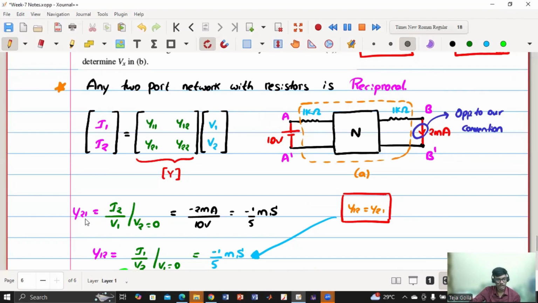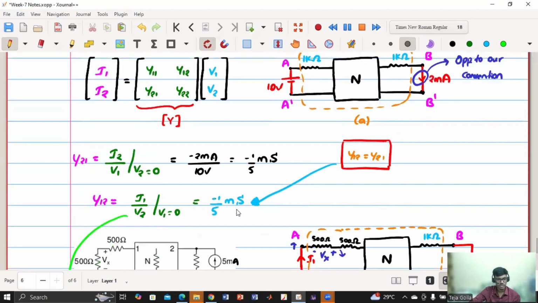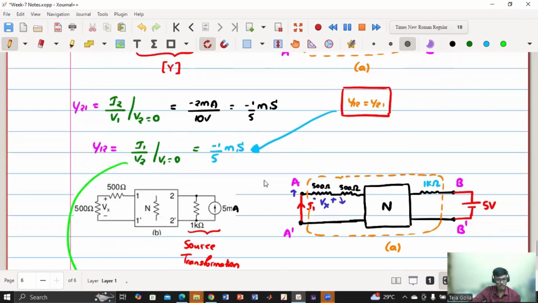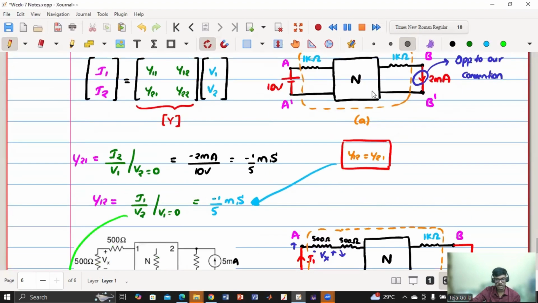So now I got Y21, I have to find Y12, which is also minus 1 by 5 because they are equal. And what is Y12? I1 by V2. So it should be excited with a voltage on the right side and the left should be shorted because V1 equals 0. So I have redrawn the circuit in this way so that my network remains the same.